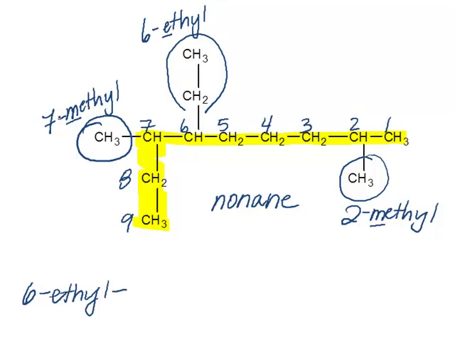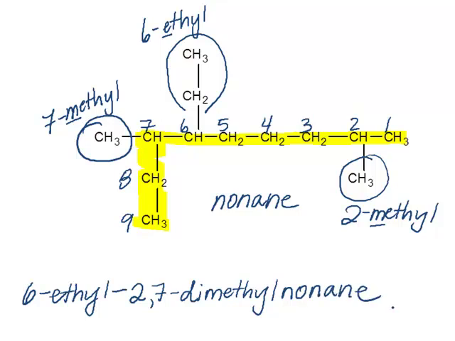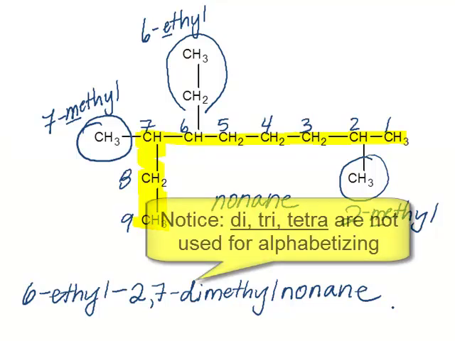I need a dash to separate it from the next number I'm going to write. Now I have 2-methyl and 7-methyl. Because they're both methyls, I can use the dimethyl shortcut. In fact, I'm required to use that by IUPAC nomenclature. So I start by writing the location of each one of those branches. I have one on the 2nd carbon and one on the 7th carbon, and those are separating a dimethyl, meaning 2 methyl groups. Then I write the backbone, nonane. So the name of this molecule would be 6-ethyl-2,7-dimethylnonane.